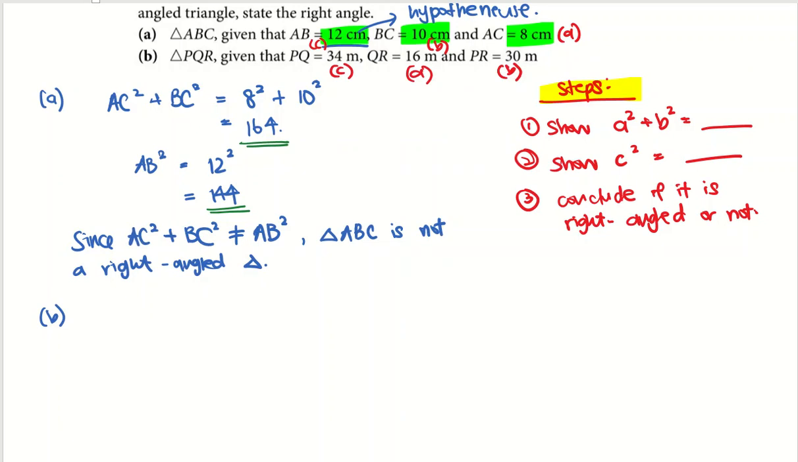To prove whether it is a right angle, let's first find out your first two lengths, a square plus b square. That gives you 16 square plus 30 square. Pressing into your calculator, this will give you 1156. So a square plus b square is 1156. Next is your c square, which is PQ square, 34 square, and pressing into the calculator again, you get 1156.